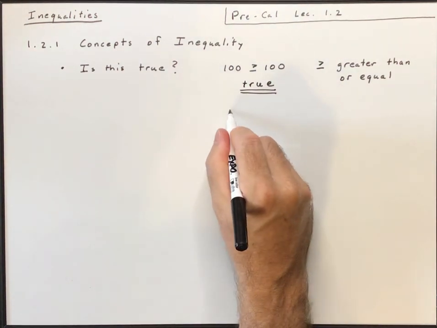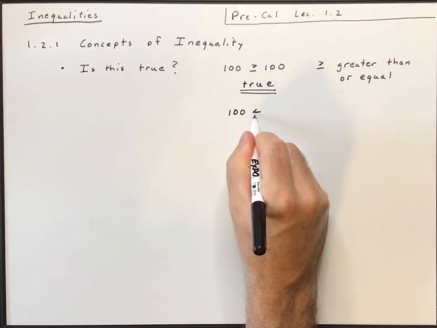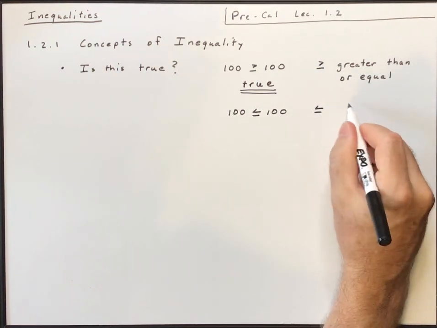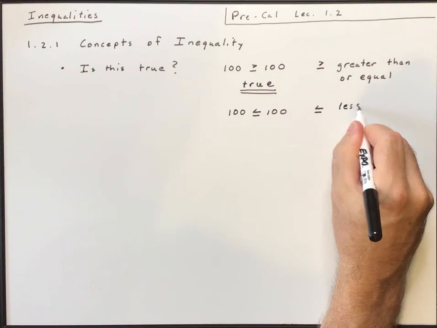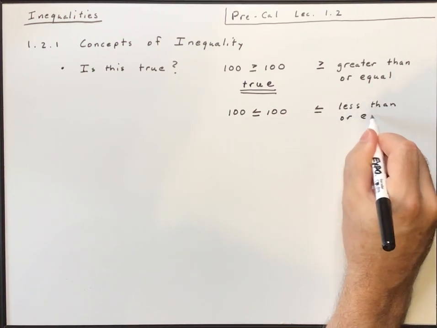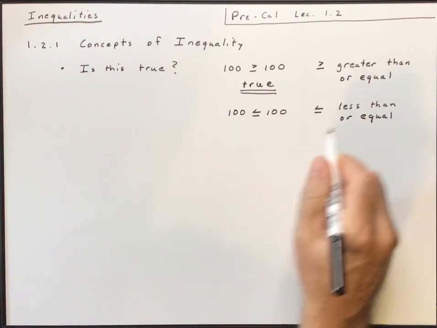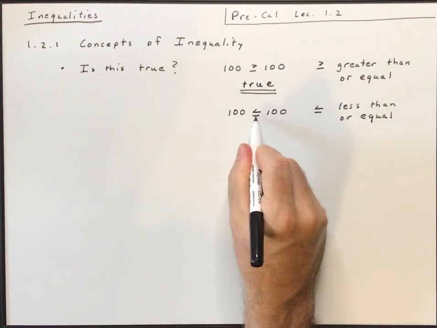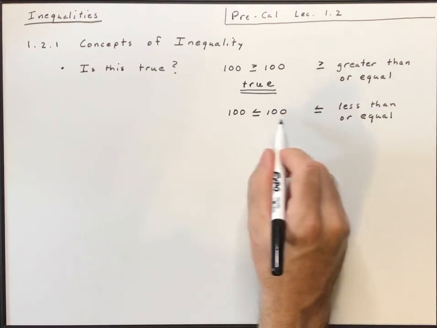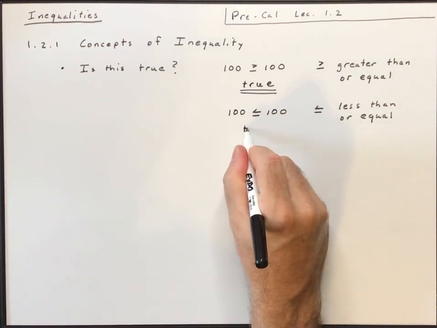How about if you have this, 100 less than or equal to 100? That means less than or equal. Of course, the line underneath means the or equal part. Well, they are both equal, so that's also true.